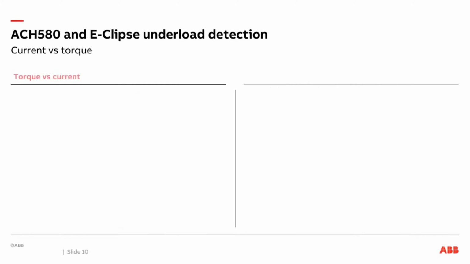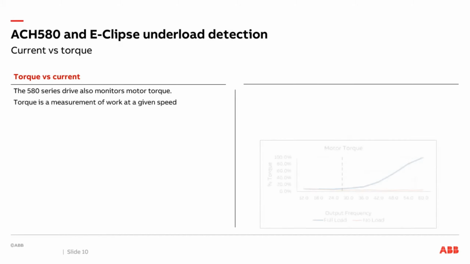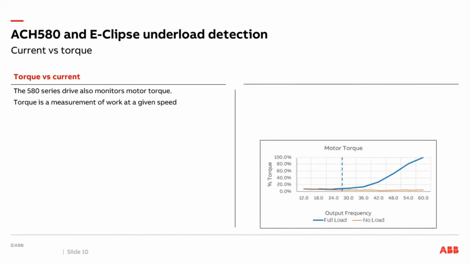Measuring torque instead of current is a better method for underload detection. Motor torque is a measurement of work at a given speed. And you can see in the graph on the right, the torque curves for this application show better resolution than the previous curves for current.